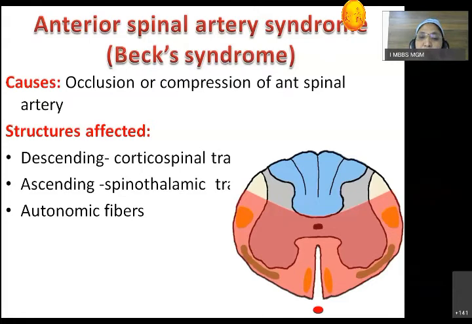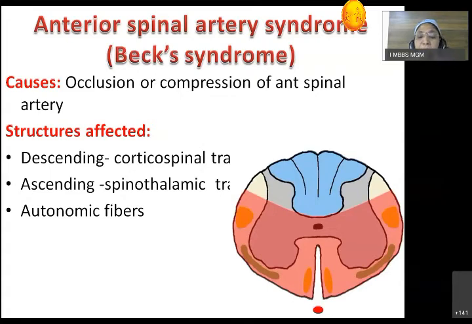So what is the function of the corticospinal tract? The corticospinal tract is responsible for conscious voluntary movement, fine, skilled, precise movement of the distal part of the limb. So if there is damage to the corticospinal tract, the voluntary movements below that lesion will be absent. If there is interruption of the corticospinal tract, there is loss of voluntary movements below that level.